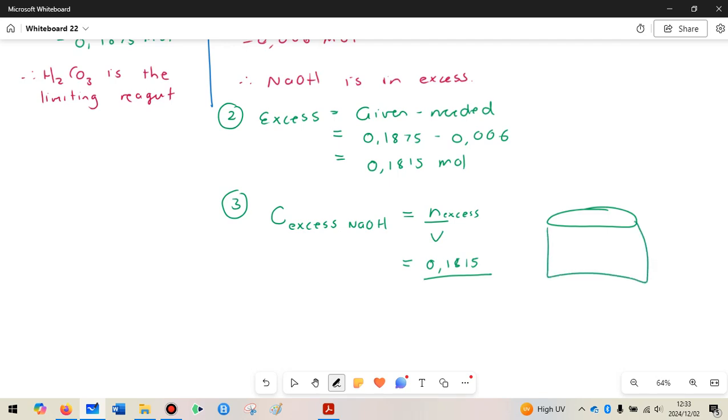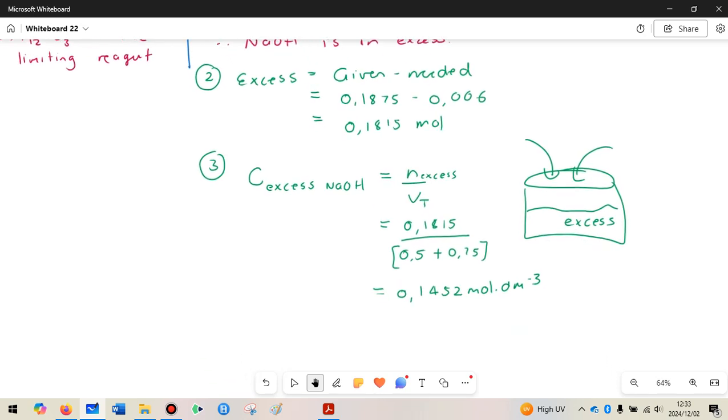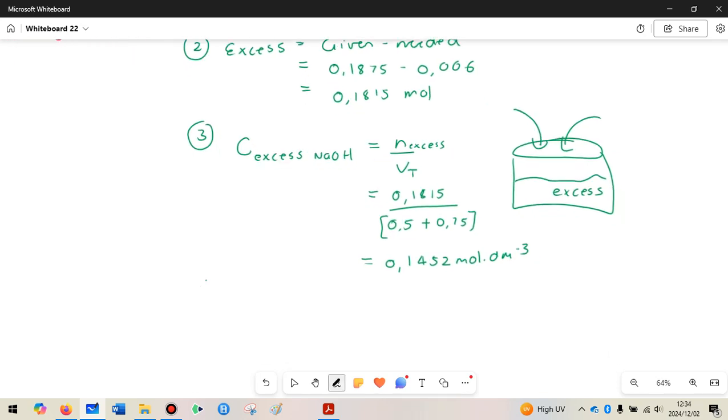Well, you have to remember that you've now added the acid and the base together, and that excess is floating in the total volume. Okay, so it's the 0.5 decimeter cubed plus the 0.75 decimeters cubed. It's the total volume, and that's usually where people make their first mistake, and they just use the volume of the base to work out that concentration, and they forget that they've now added these two together, and the entire volume is now together, and the excess is floating in that entire volume.